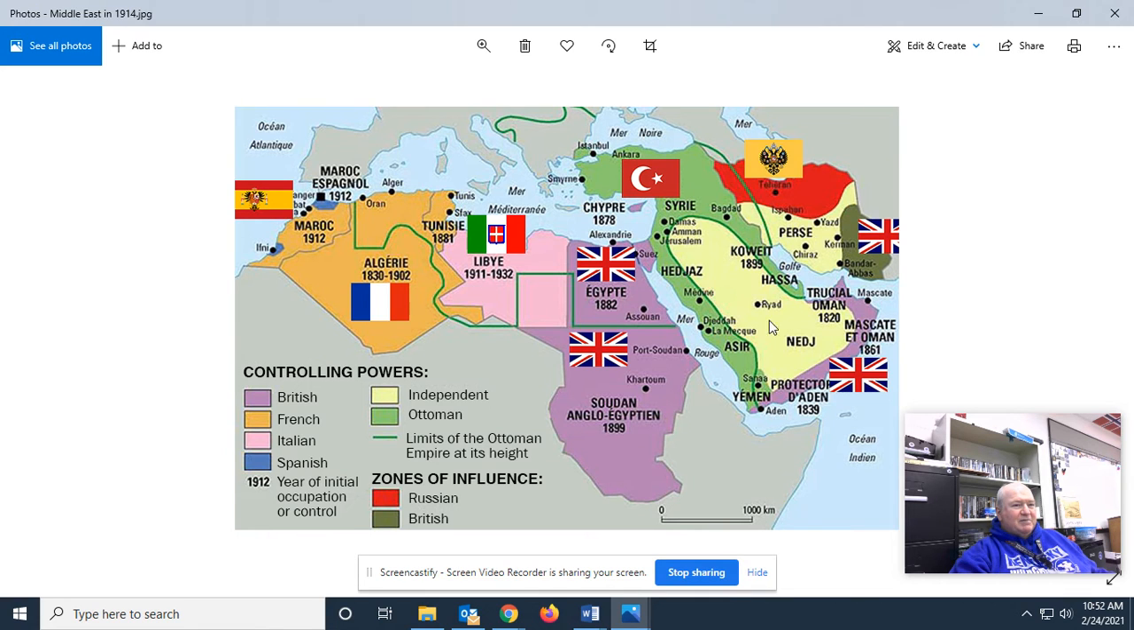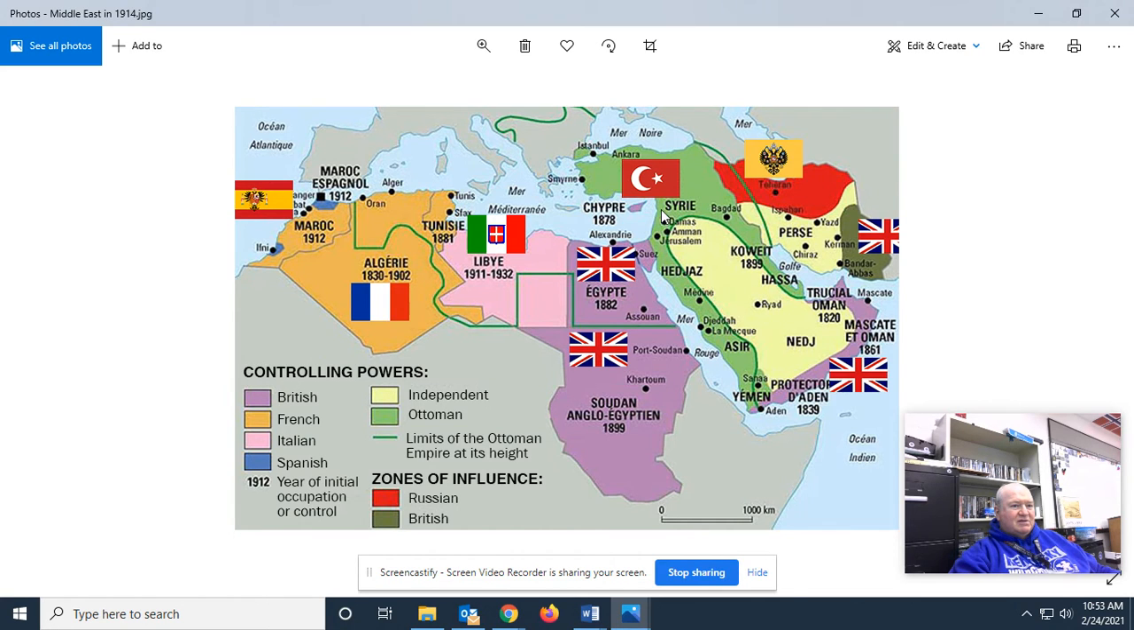Independent. This is independent, which is kind of funny because, you know what's here? Sand. Yeah, it's called the Empty Quarter. I mean, literally, it is one of the world's largest sandboxes. Nothing but hundreds of thousands of square miles of sandbox. I mean, really. And yeah, this was independent. This is what will eventually become Saudi Arabia.